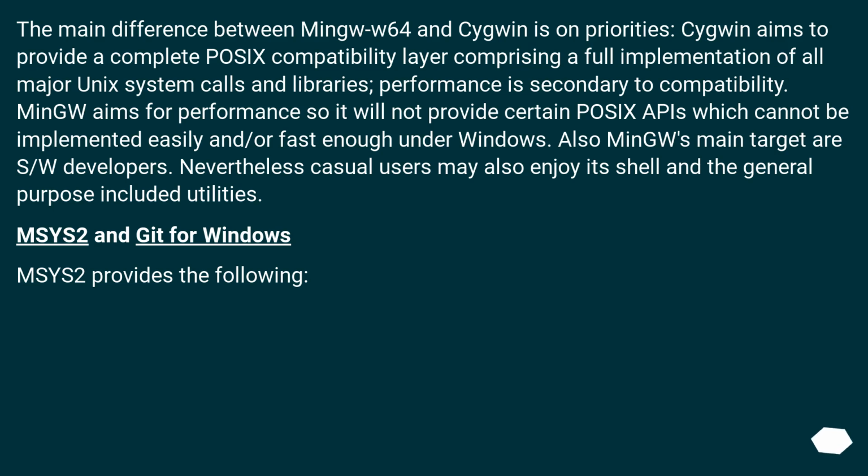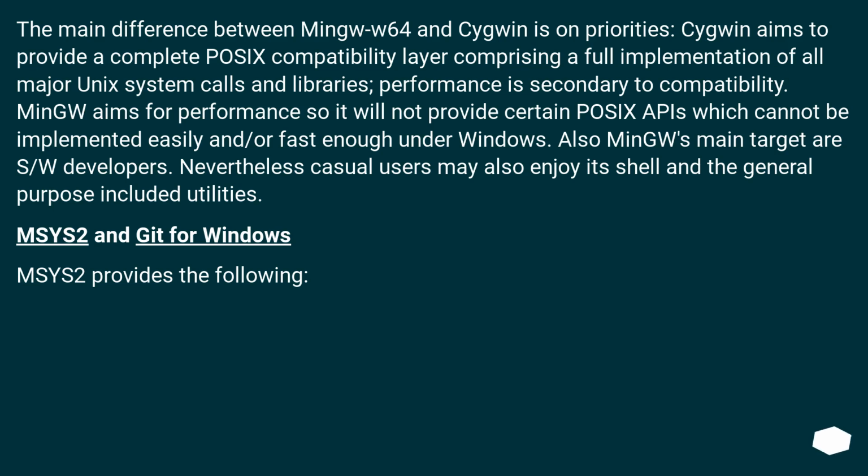The main difference between MinGW-w64 and Cygwin is on priorities. Cygwin aims to provide a complete POSIX compatibility layer comprising a full implementation of all major Unix system calls and libraries. Performance is secondary to compatibility.